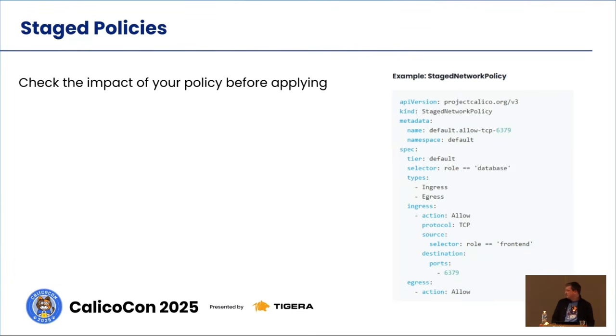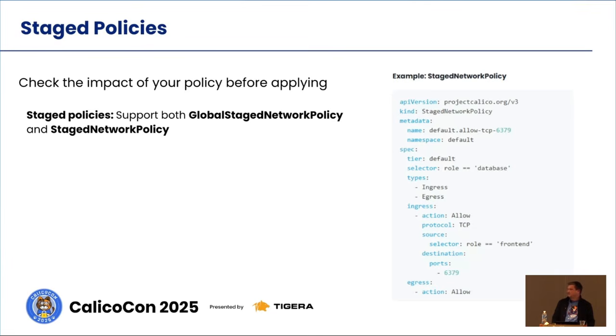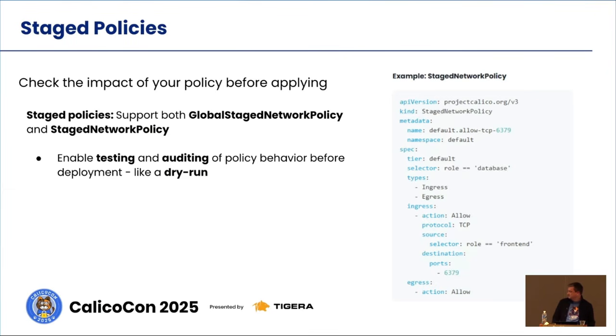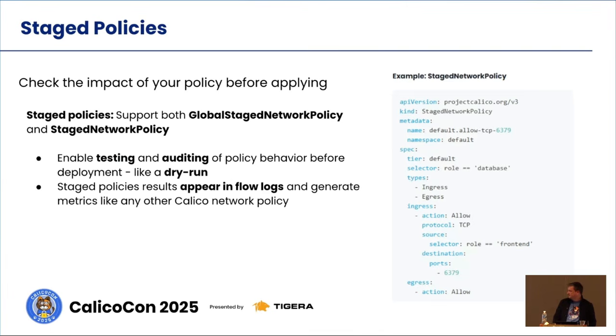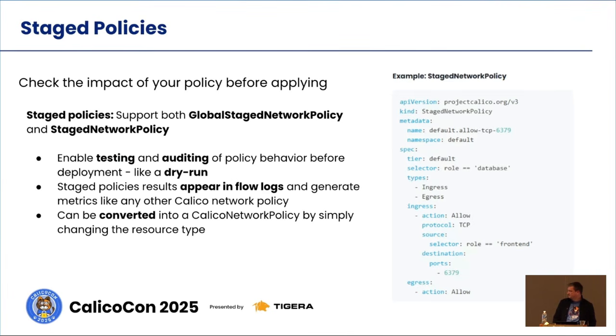Staged policies, like I spoke about a second ago, staged network policies are all about checking the impact of the policy before you apply it. This works with regular network policy, but also global network policy. So you can effectively do a dry run and audit the behavior and impact of your policy before it is deployed on your cluster. As I mentioned before, they appear in flow logs, and they can be converted to network policy simply by changing the kind or resource type.